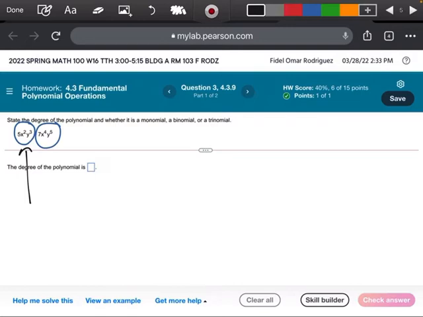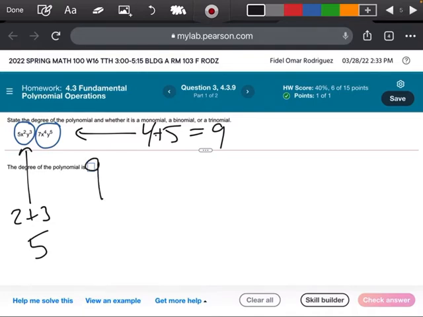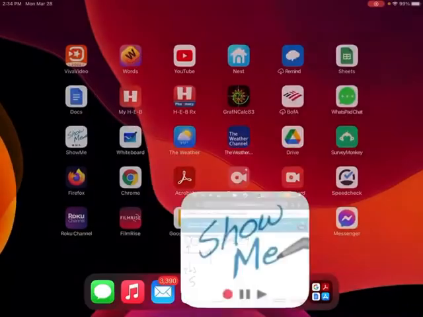I'm going to do the same thing for this one here. I have 2 exponents here, one is 4, one is 5. I'm going to add them together, and that's going to give me 9. The bigger one is going to be my degree, so in this case, my degree is 9. I'll come back to my problem, go right here, plug in the number 9, and check it.